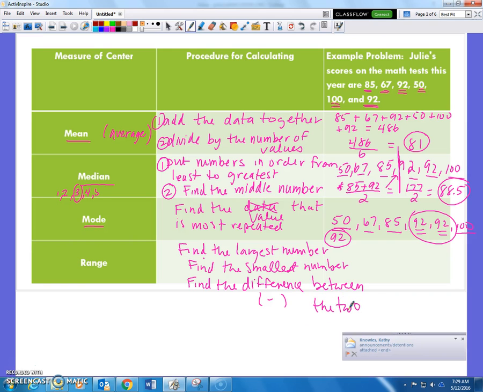All right, and so I've already had this list several times, so I know that the largest number is 100. I know the smallest number is 50. 100 minus 50 is 50. That's the range of numbers. Between 50 and 100, there's 50 numbers in between those, so we call that the range. Okay, the biggest number minus the smallest number.